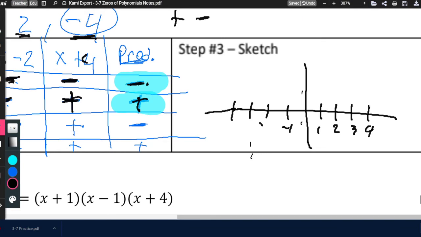Why does it think I'm holding control? Why does it think I'm holding control? There we go.